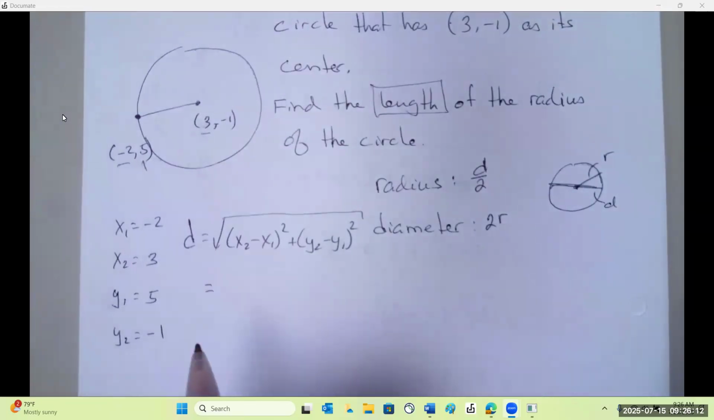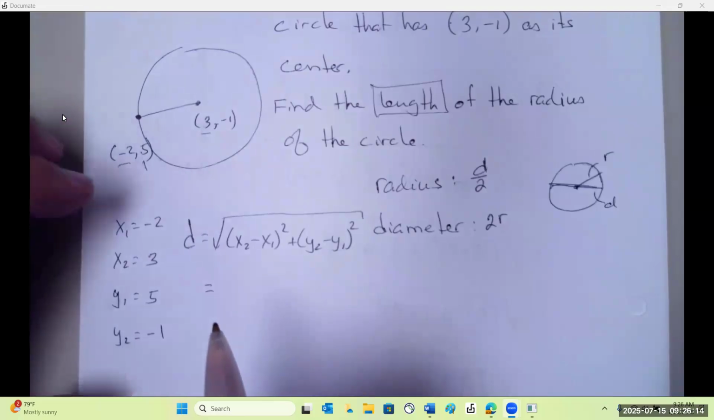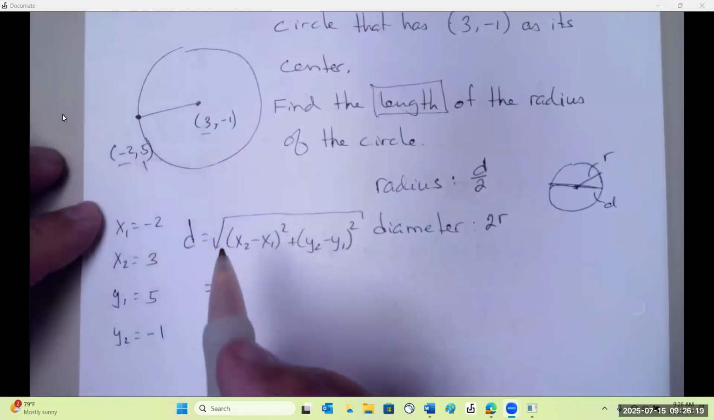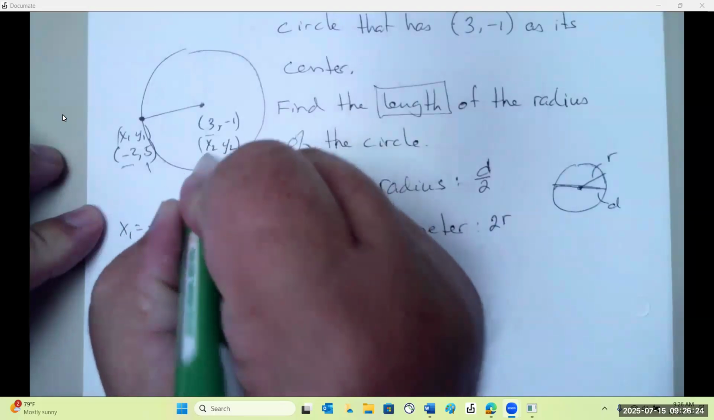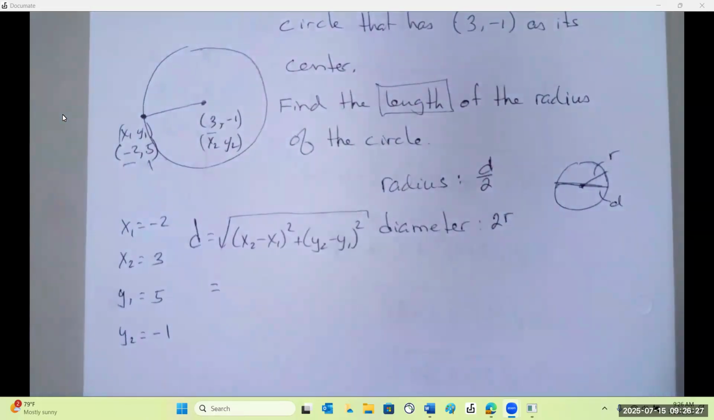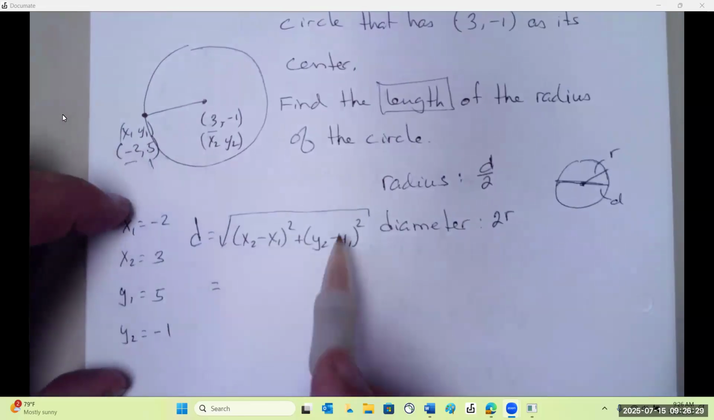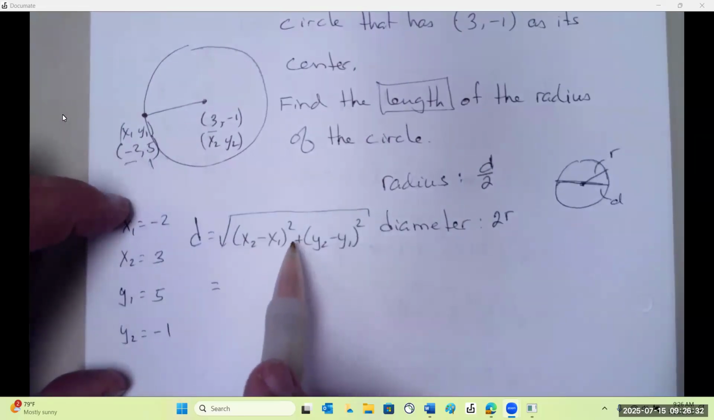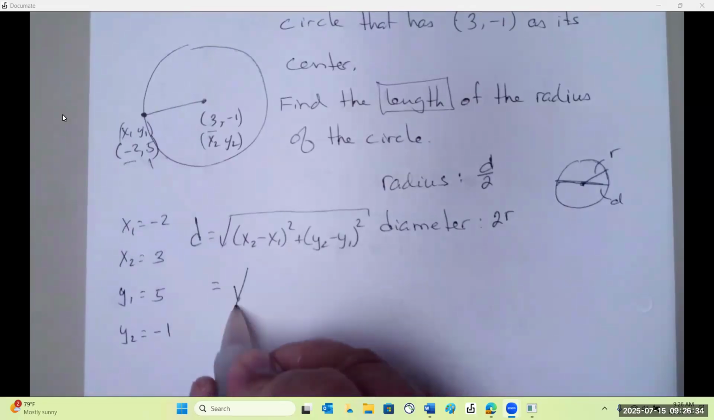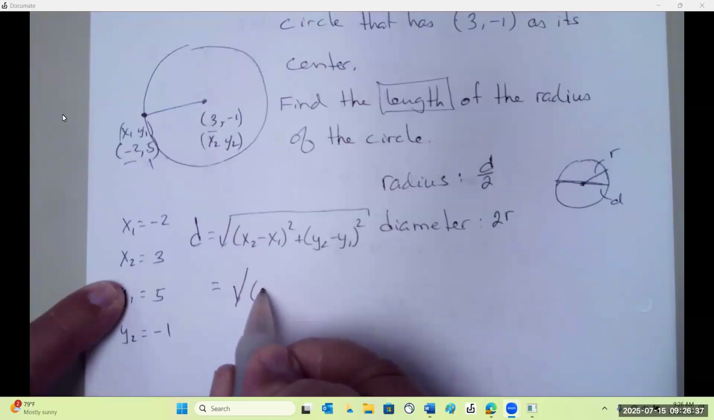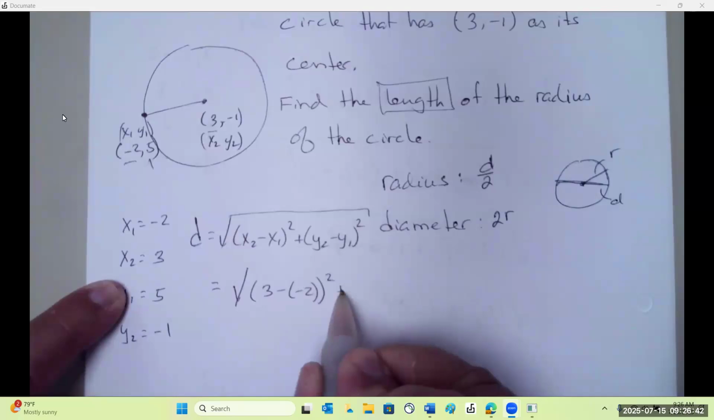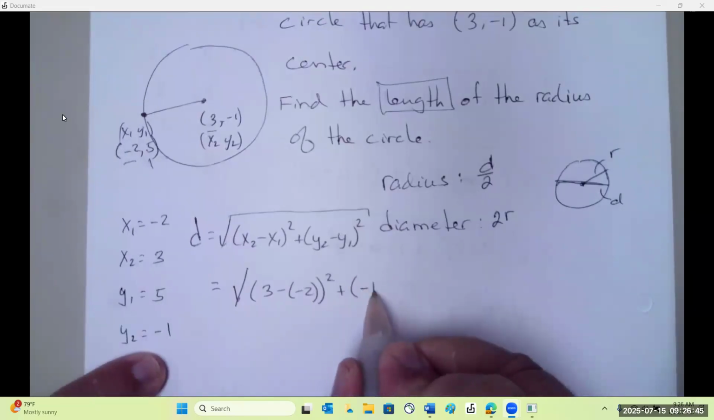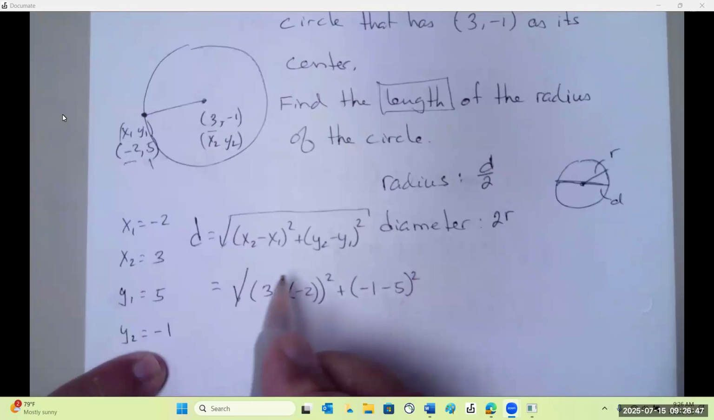That's the hard part. That's where, if you're gonna make a mistake, that's what's gonna happen. You have to be very, very, very careful. x1, y1, x2, y2. Make sure you label them correctly. Because if you get this wrong, doesn't matter how good you are with this, it's gonna be wrong. So x2 is 3 minus -2 squared. y2 is -1 minus 5 squared.